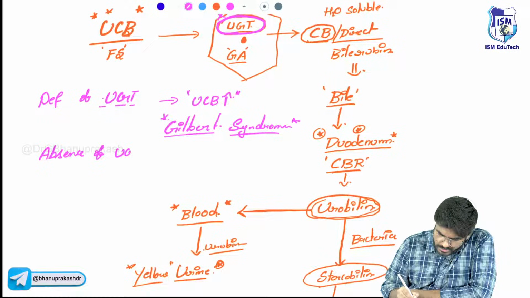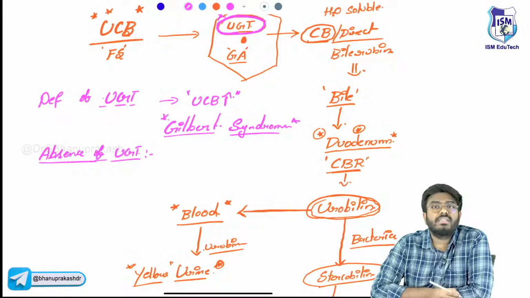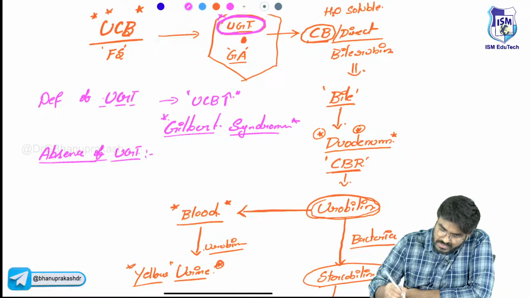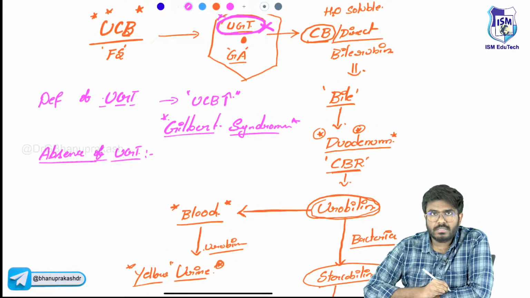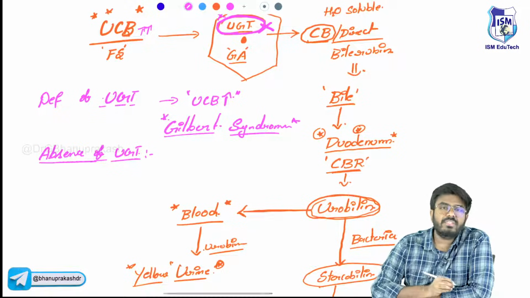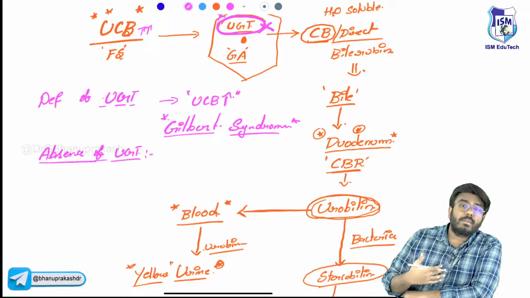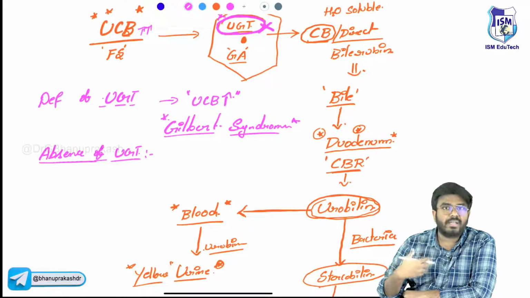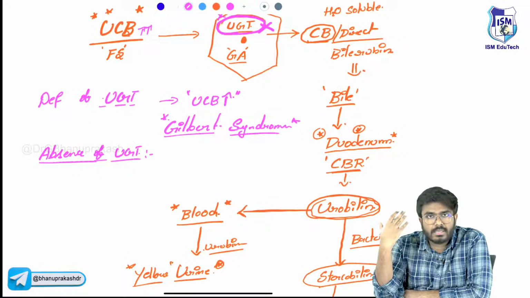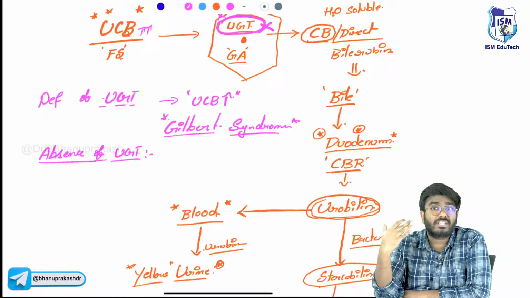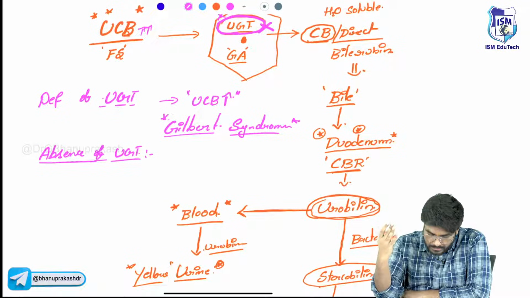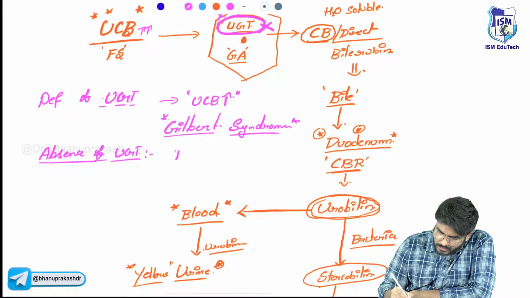Second thing, if there is complete absence, near absence of UGT, so totally this UGT is absent. Now if this UGT is absent, what happens? The unconjugated bilirubin levels will spike up. There is accumulation of unconjugated bilirubin everywhere in the body. It is also going to accumulate in the brain, especially in the basal ganglia, causing damage to the basal ganglia, which causes a condition called kernicterus. So absence of UGT causes a too much increase in unconjugated bilirubin.